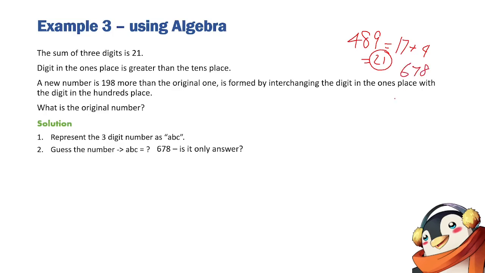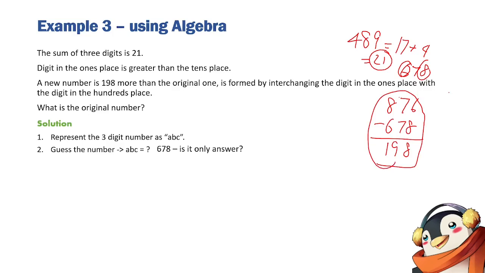You get 6, 7, 8 because you want to interchange these two numbers. So it becomes 8, 7, 6 minus 6, 7, 8. This one gives you 8, so you get 9, and this gives you 1. So 6, 7, 8 is one answer. Whereas in this other case, 9, 8, 4 minus 4, 8, 9, it doesn't give you 198. So 6, 7, 8 is one answer. But is it the only answer?